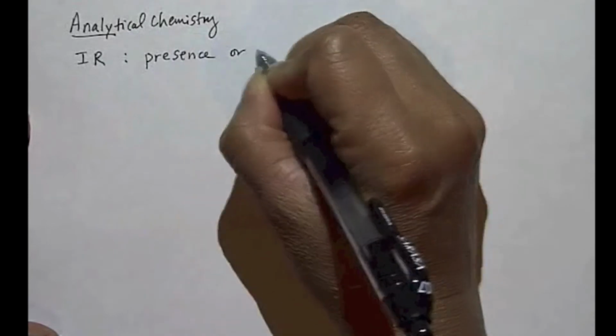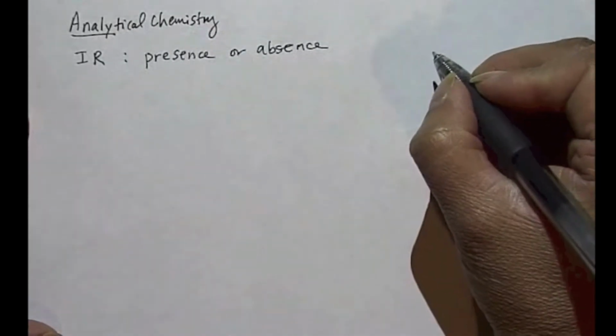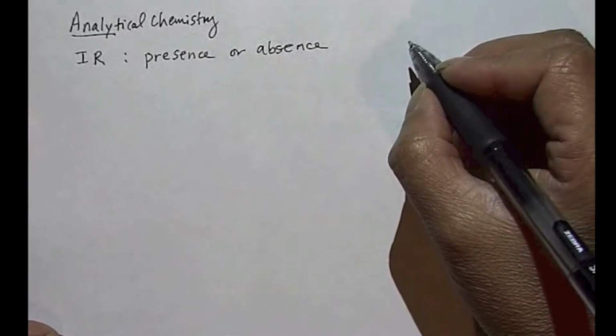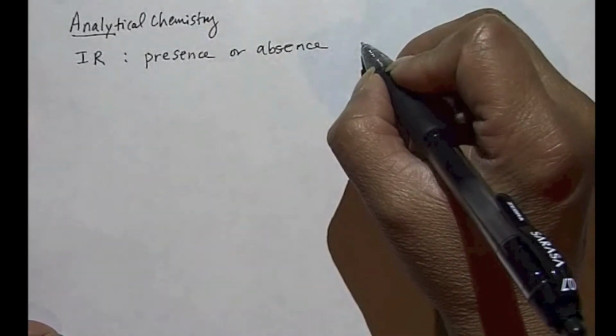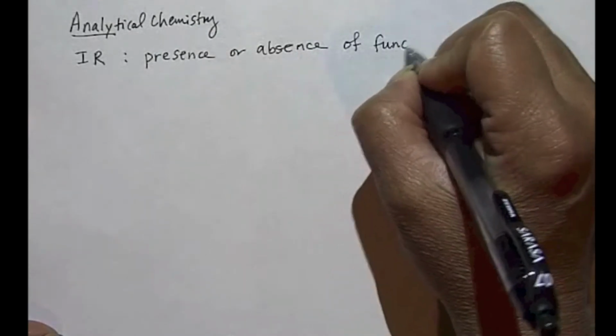So you've already been exposed to a tool last semester in 114 in which you used IR extensively. And just to briefly review, you used IR to look for either the presence or absence, because the information that something is not there is just as important as something is there. So presence or absence of what? Functional groups.